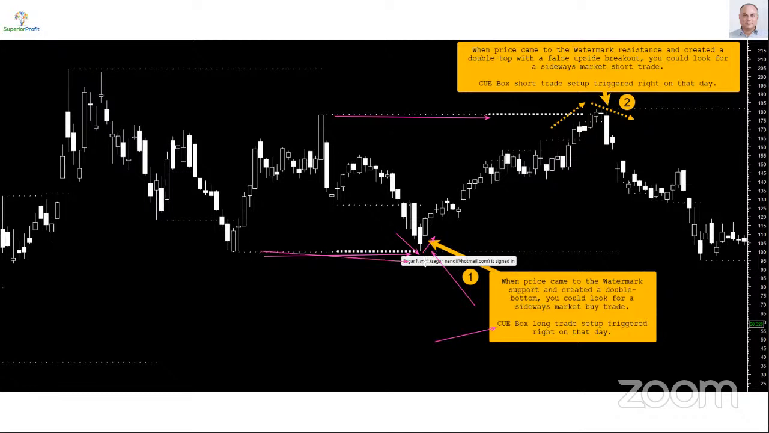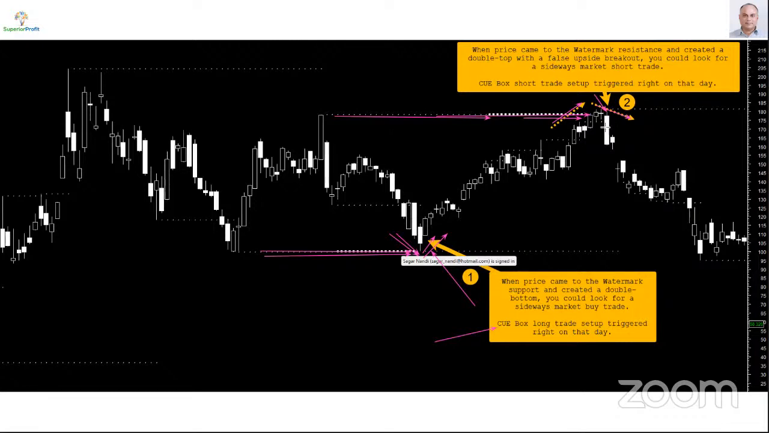That was at the lower edge of the sideways move. And the opposite thing happened at the upper edge of the box. It reversed at the watermark resistance, and in this case, unlike at the bottom where it didn't have a false downside breakout, at the upper edge it had a false upside breakout. It tried to go above the watermark resistance, immediately reversed, and that gave a box setup with an additional, not necessary, but additional confirmation of false breakout.